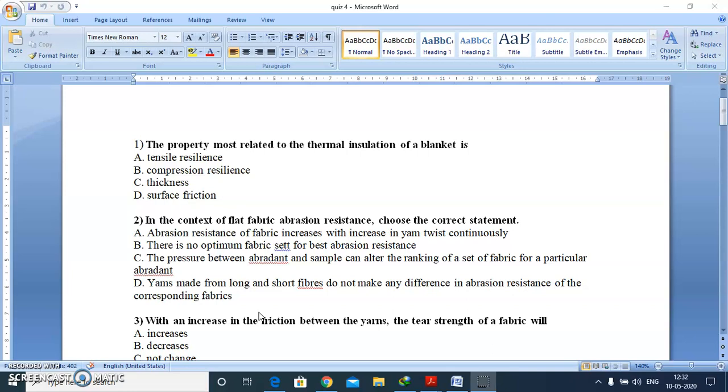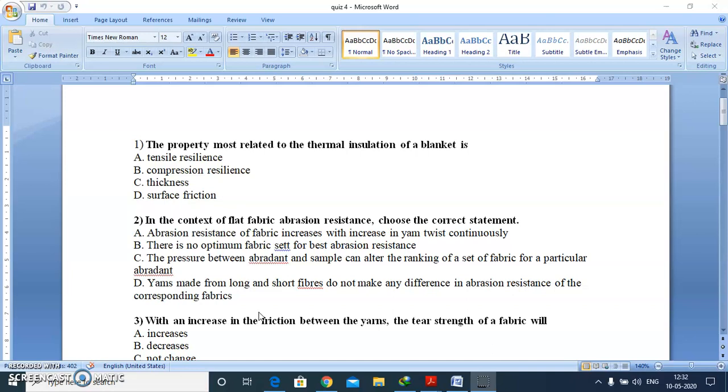So the first question is the property most related to thermal insulation of a blanket. Thermal insulation of a blanket is basically related to thickness of the blanket and the air pockets formed inside the blanket. So the given options are tensile resilience, compression resilience, thickness, and surface friction. So we can see both B and C option are related to thermal insulation, but if we have to choose one option, we'll go with thickness, that is C.